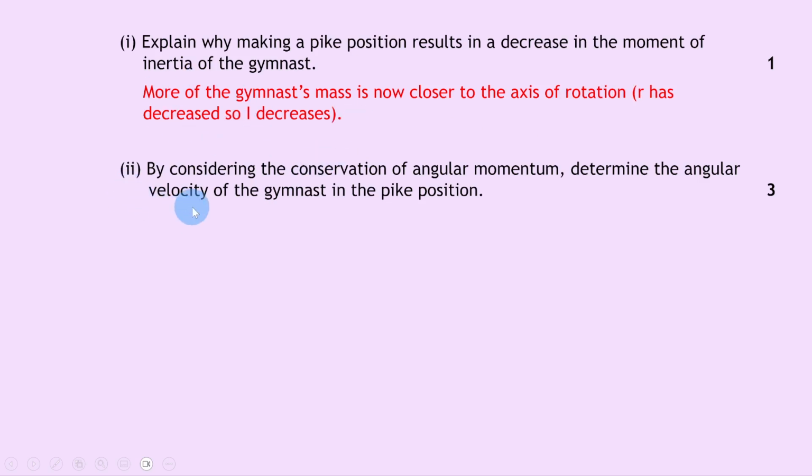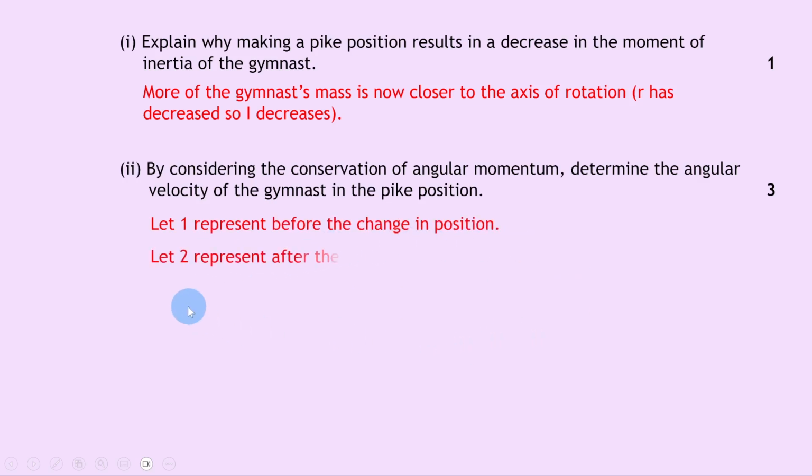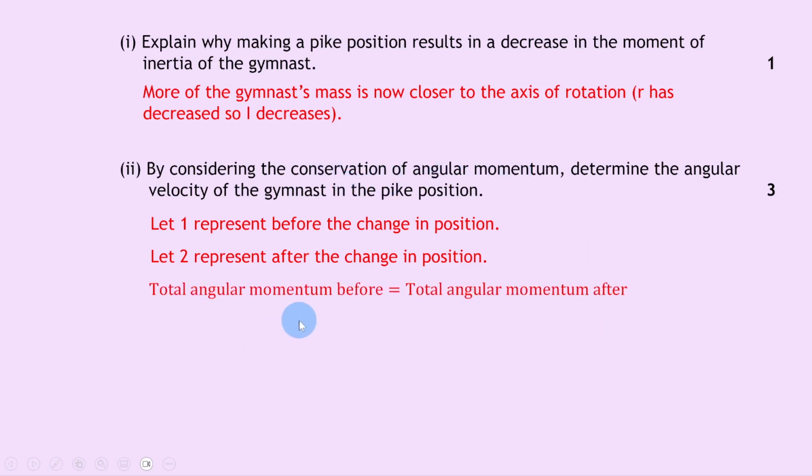And lastly, B part 2 says by considering the conservation of angular momentum, determine the angular velocity of the gymnast in the pike position. And there's 3 marks available here. Well, to answer this, let 1 represent before the change in position and let 2 represent after the change in position. And using the principle of conservation of angular momentum, we can say that the total angular momentum before the interaction or change here is equal to the total angular momentum after the interaction or change. So because there's only one object here, i.e. the gymnast, we can say that I1 omega 1 is equal to I2 omega 2. And it's this omega 2 variable that we want to find.